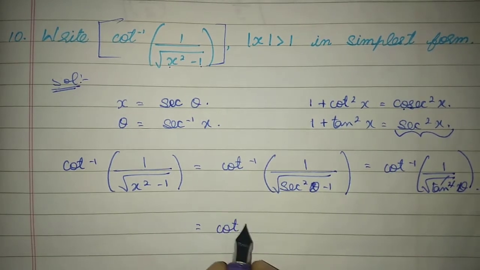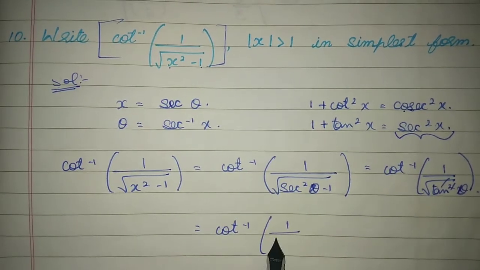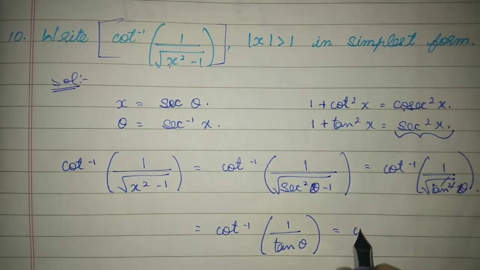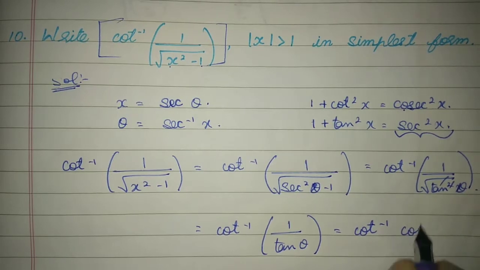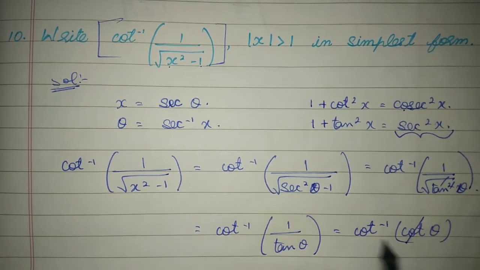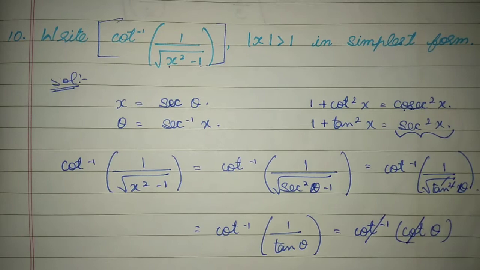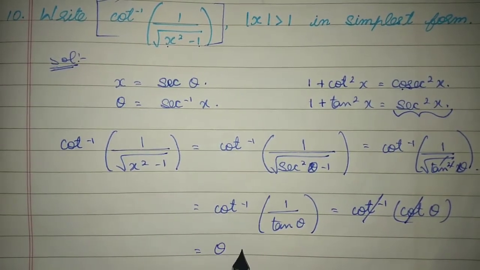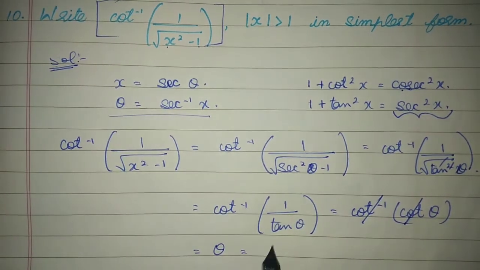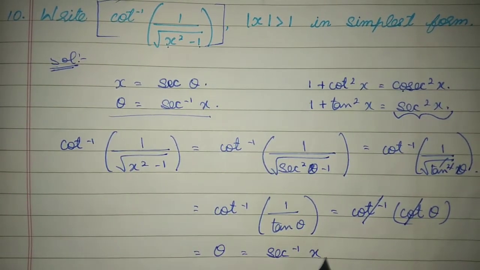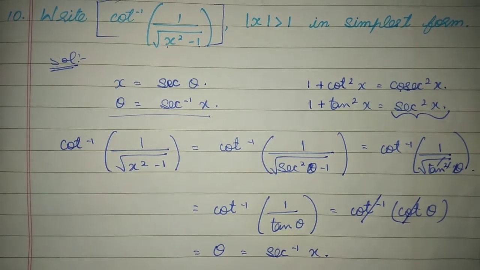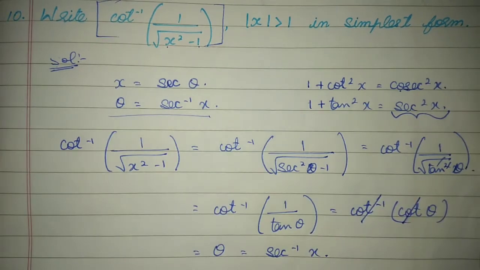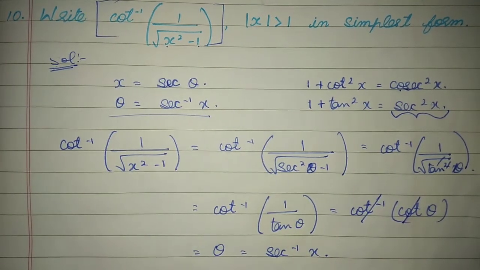So I will have cot inverse of 1 by tan theta. So what is 1 by tan theta? It is cot theta. So cot inverse of cot theta. Cot and cot inverse will get cancelled. So next I have only theta. So what is the value of theta here? It is secant inverse x. So the simplified form of cot inverse of 1 by root of x square minus 1 is secant inverse x.